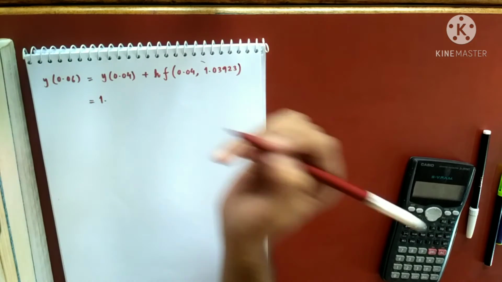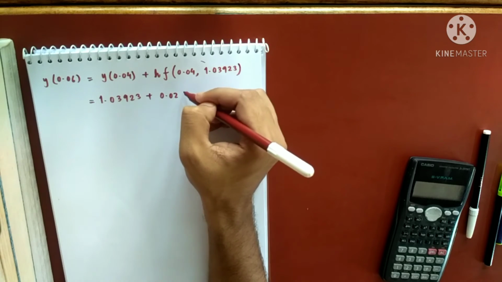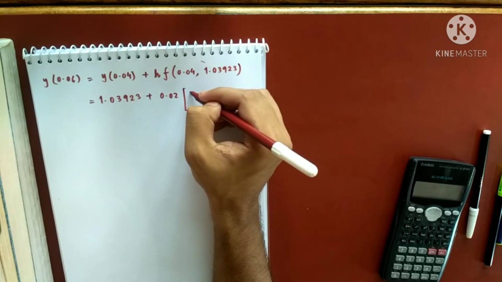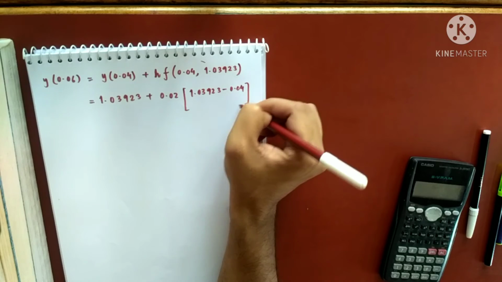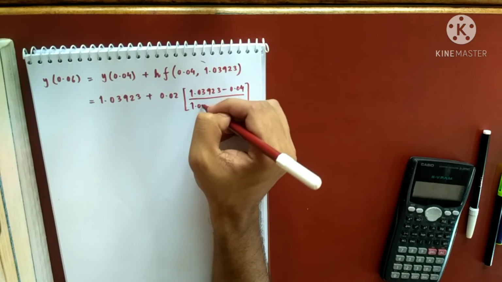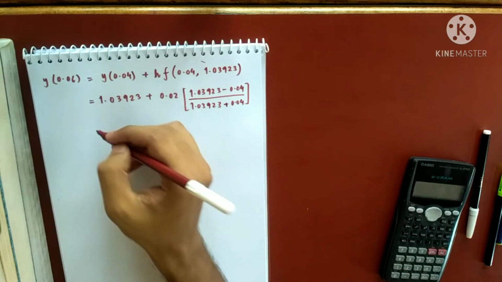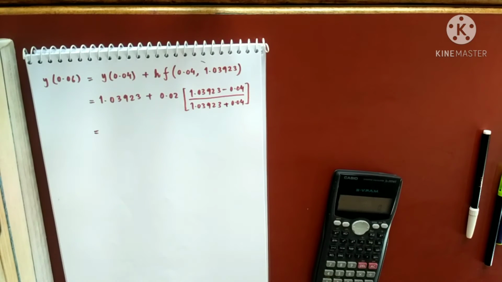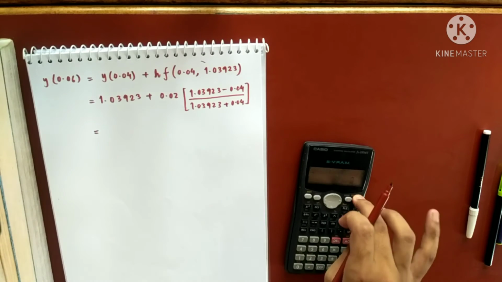This is 1.03923, h is 0.02. This is y minus x, that is, this minus this by this plus this, 0.04. Just solve it and let's quickly do it. So it is 0.02 into 1.03923. Okay, let me do this first now.